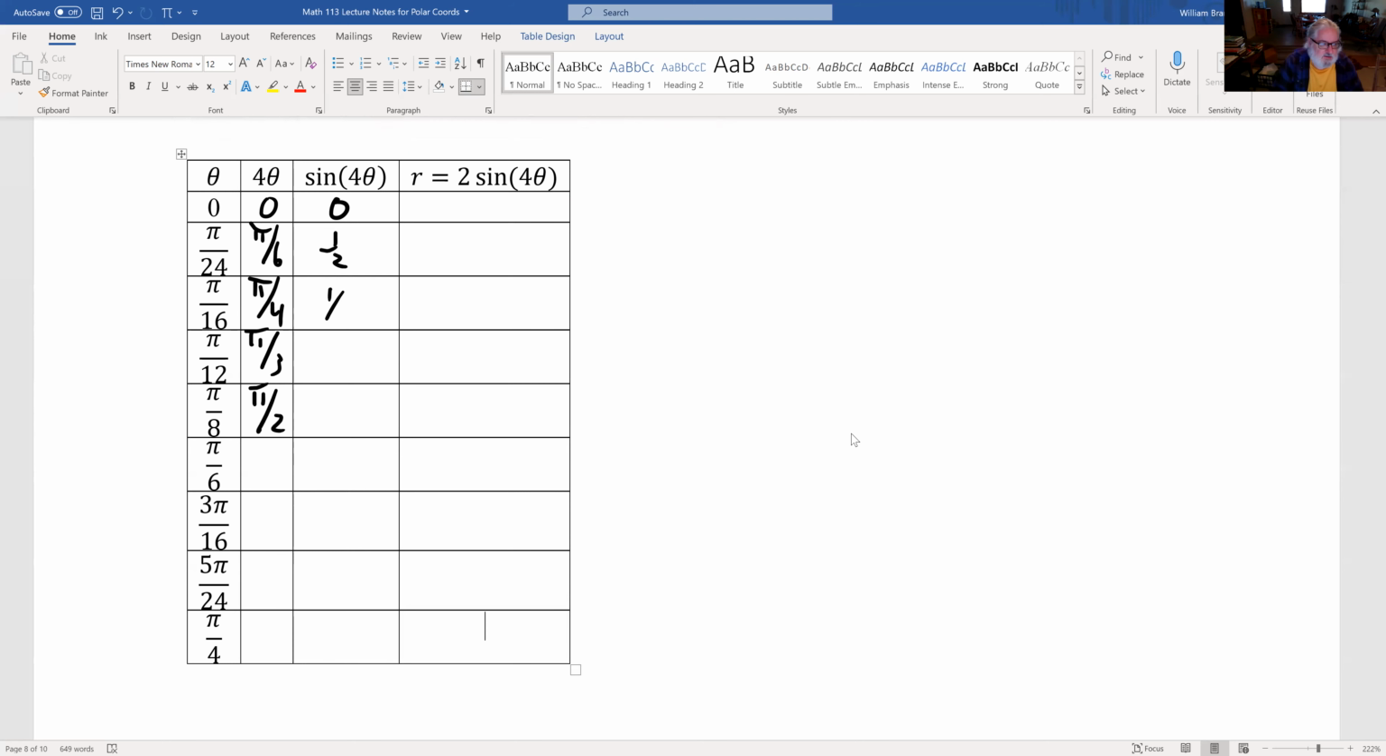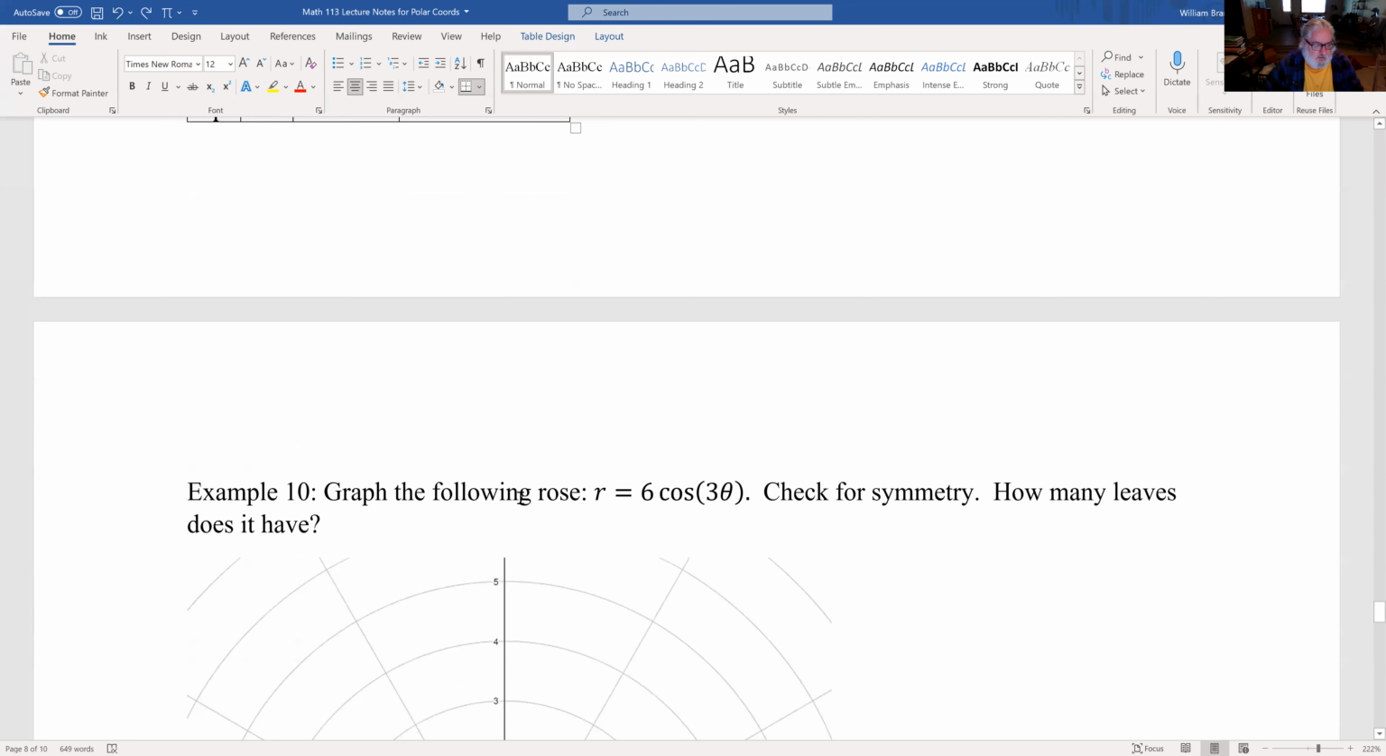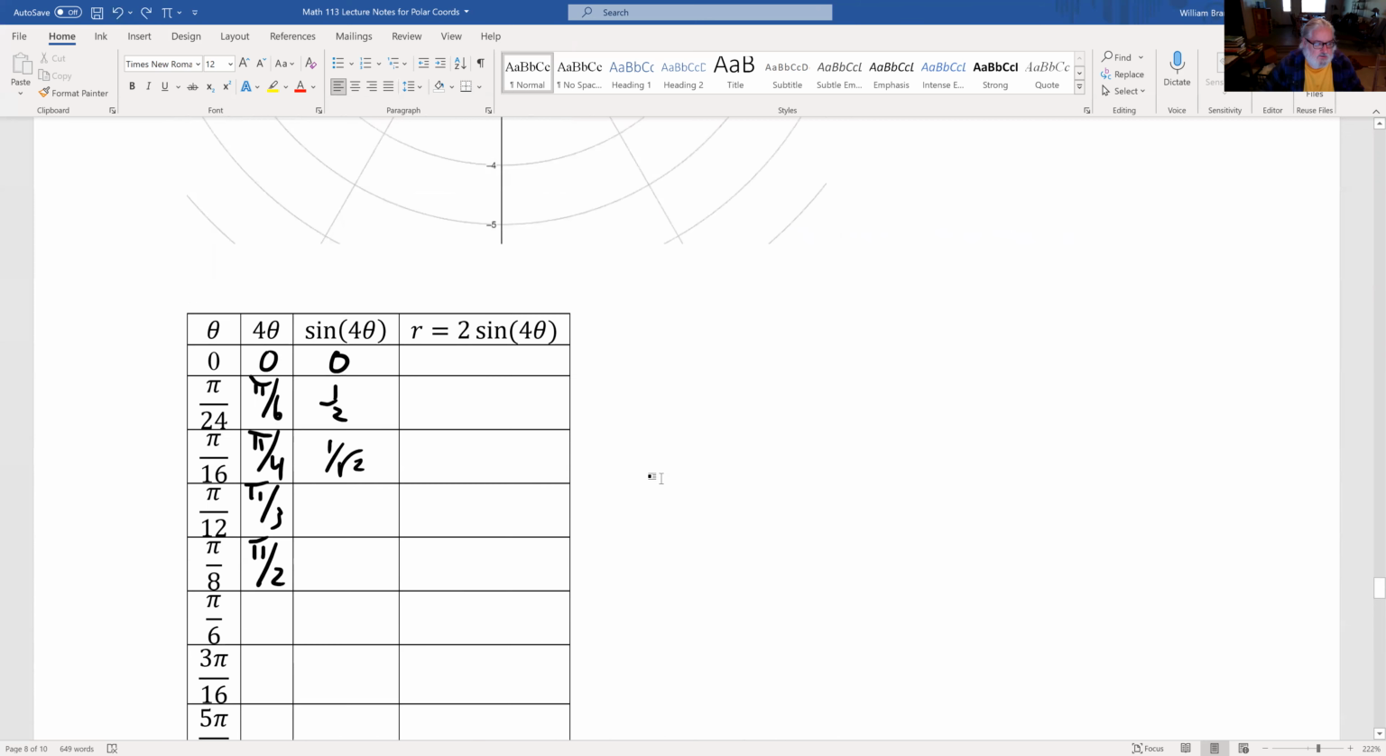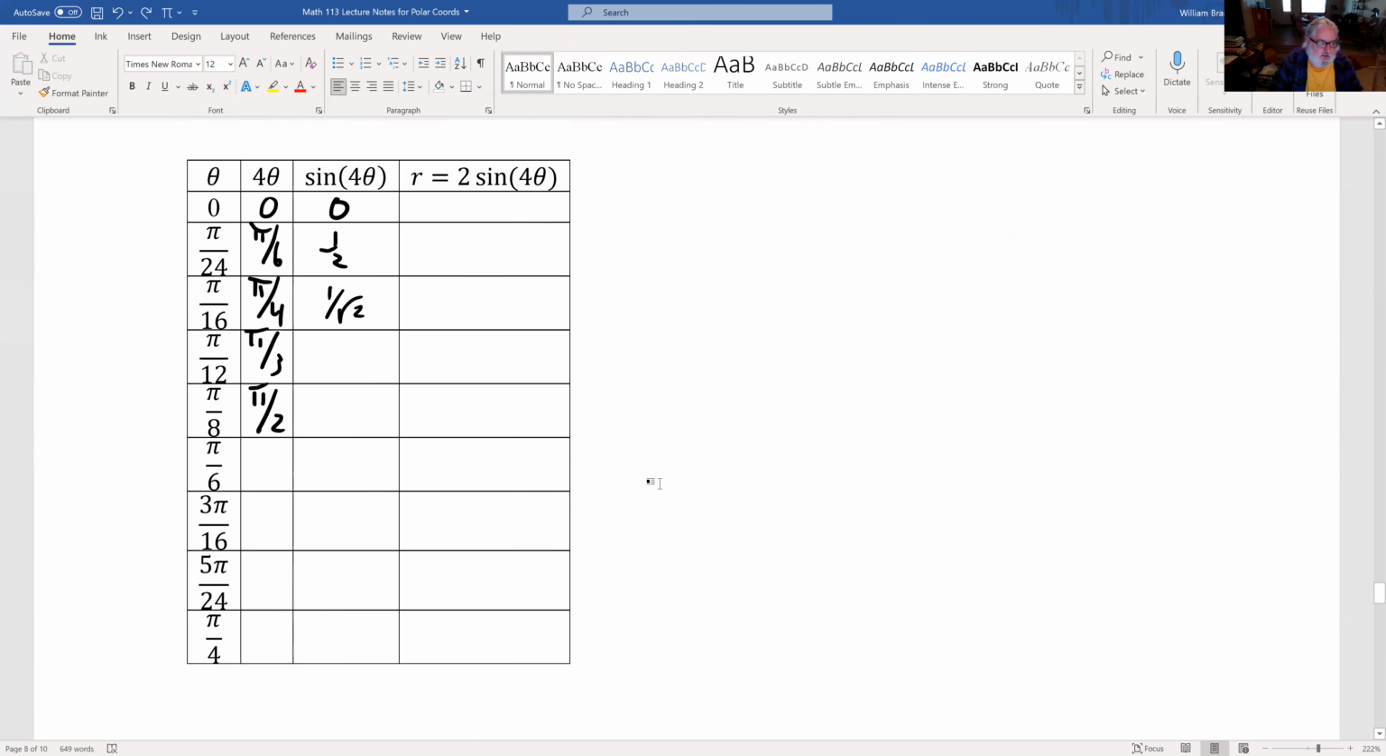My tablet is being a little bit weird. And that's square root of 3 over 2. Not sure what's going on there. Let's hope that fixed it a little bit. And sine of pi over 2 is 1.